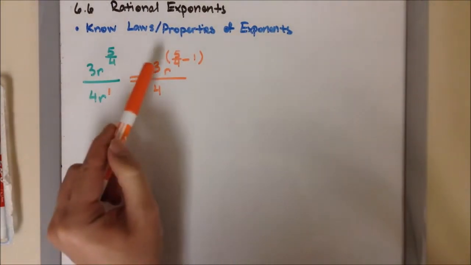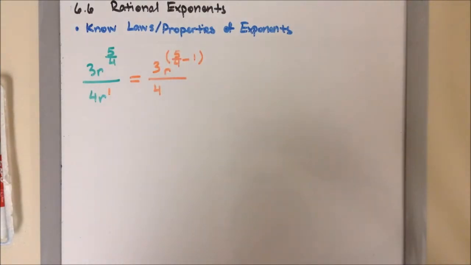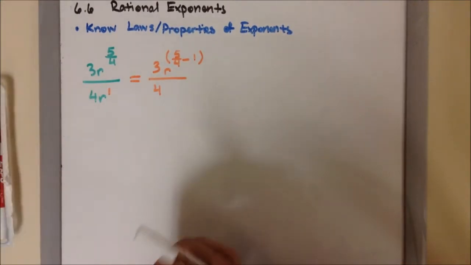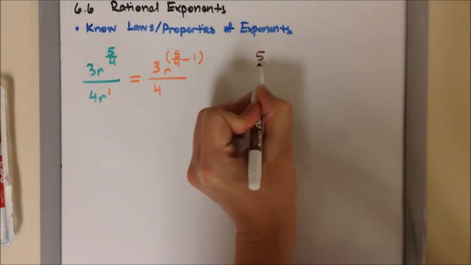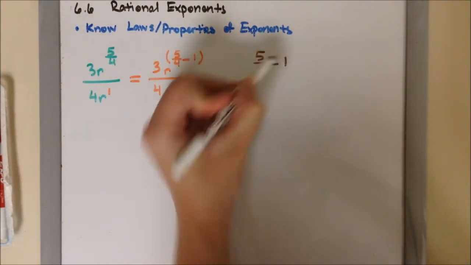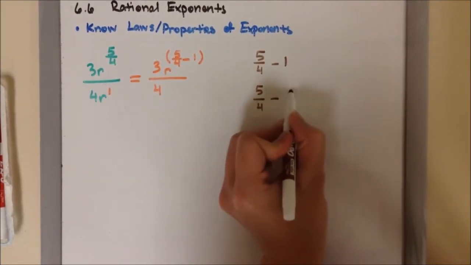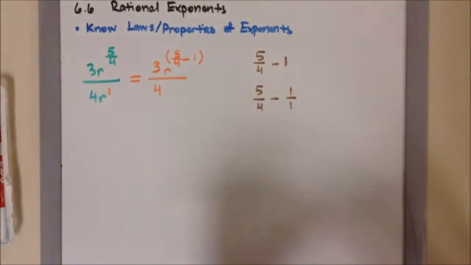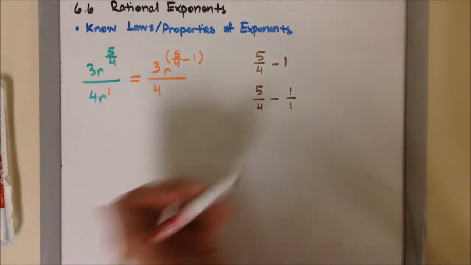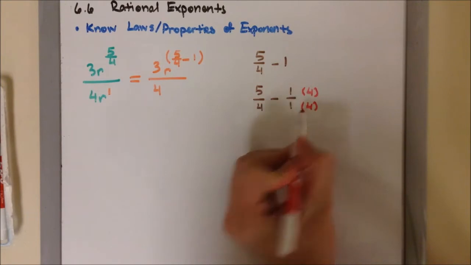Alright, so at the moment I have 3r to the power of 5 over 4 minus 1 over 4. So I'm going to do the fraction work over here. So 5 over 4 minus 1. We're going to convert this 1 into a fraction, 1 over 1. And then we need to get common denominator. Common denominator between 4 and 1 is 4.